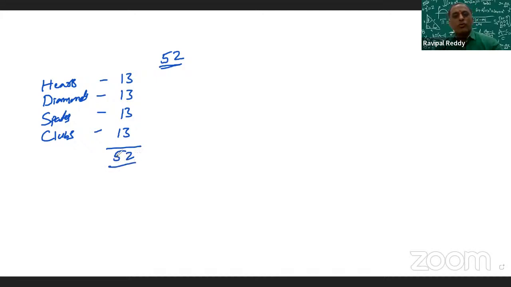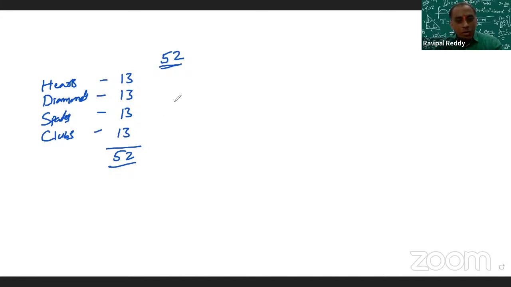A pack has four suits, that is hearts, diamonds, spades, and clubs. Each and every suit has 13 cards. The total number of cards is 52.